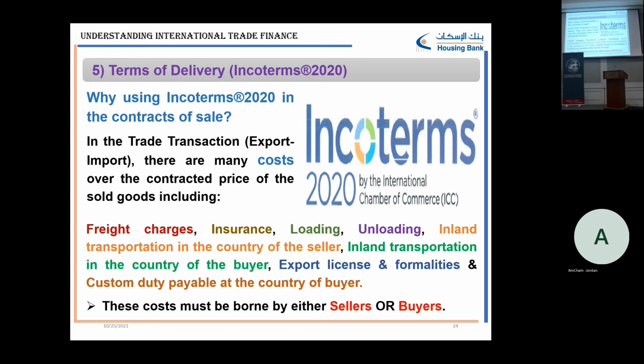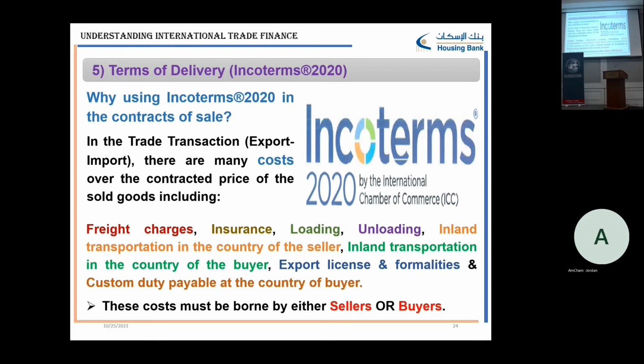How can we do that? We have something called Incoterms, international commercial terms or delivery terms. Actually, the ICC, the International Chamber of Commerce, has established many brochures, guidelines or codes regarding these Incoterms, starting in 1936 until the final one published last year in 2020.